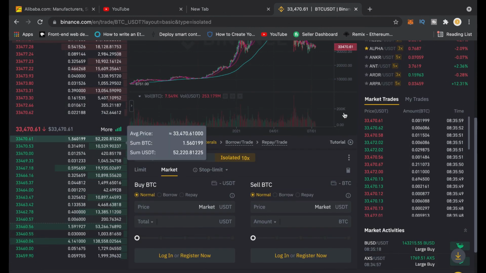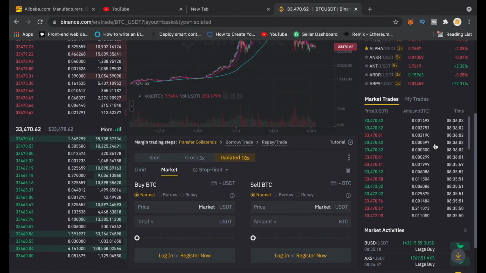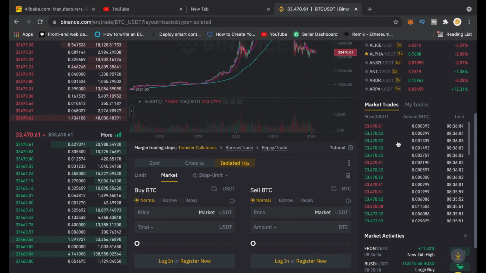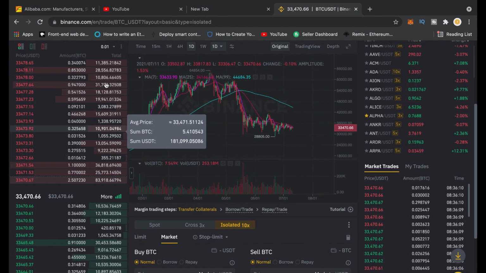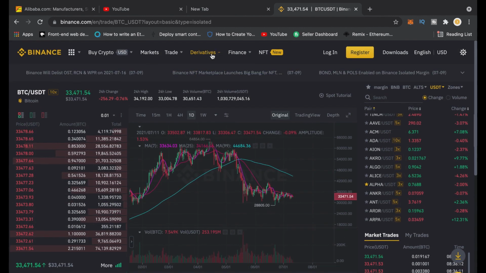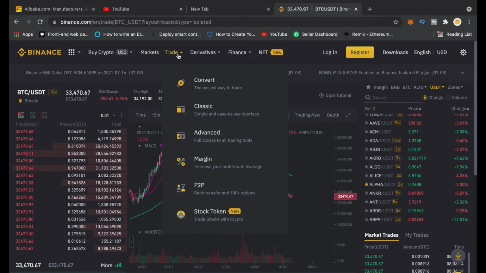So here is just about the price, current price and stuff. So this is about the classic view, and then you can go to trade again, then pick advanced.